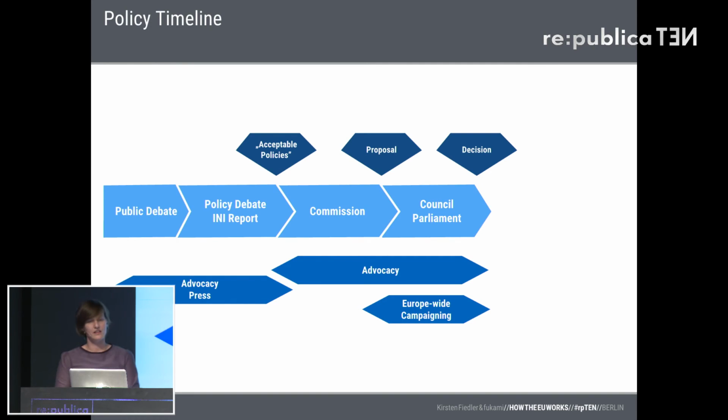And then the negotiations between Parliament, Council, and Commission start in so-called trilogues. The whole process then ends with a decision and the adoption of either a regulation or a directive. A regulation is directly applicable in the member states and cannot be modified anymore, whereas with a directive, the member states have some room for maneuver in order to implement it according to national specificities.